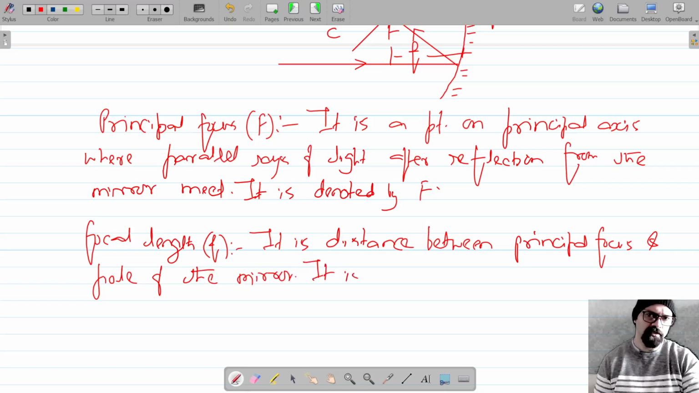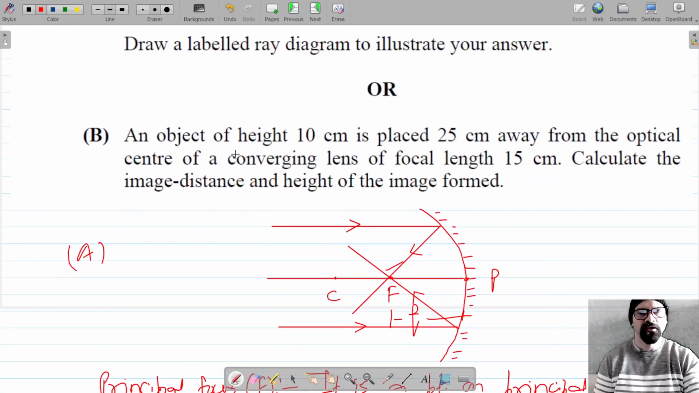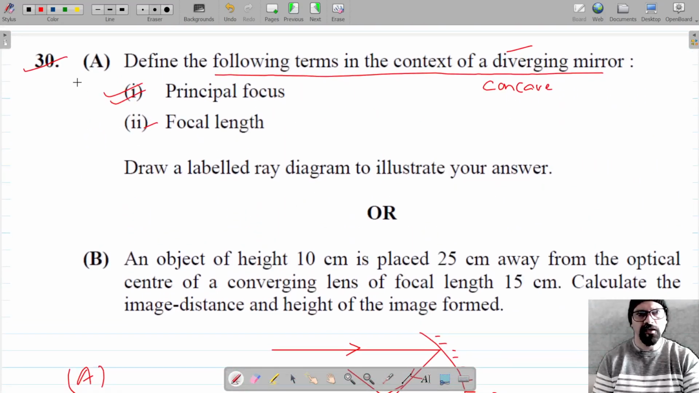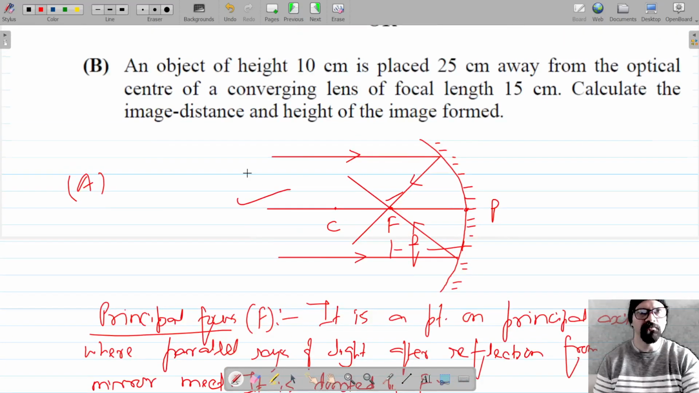of the mirror, and it is denoted by small letter f. So this is the focal length, the principal focus and the focal length. So this was for part A. Now we have to draw a labeled ray diagram to illustrate your answer. This is the labeled ray diagram to illustrate your answer.